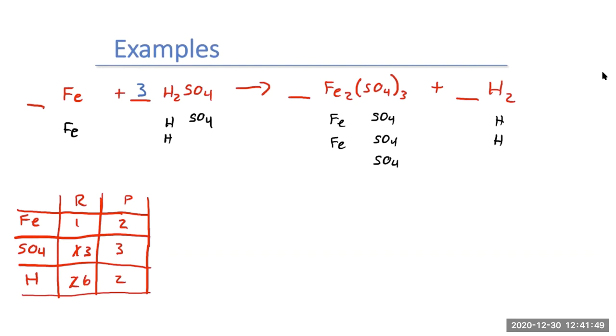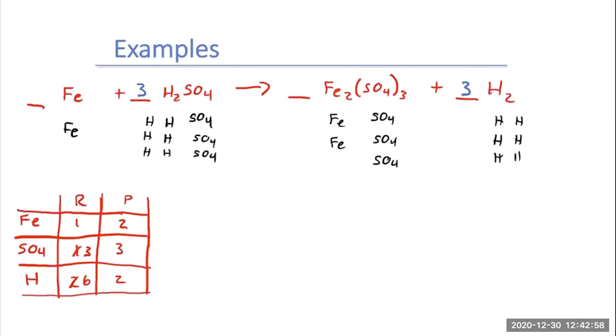Or if we're more visual, 3, 4, 5, 6 hydrogens, and 3 sulfates. So if we look at our hydrogens, I have 6 hydrogens here and only 2 hydrogens here. So if I change the coefficient to give me 6 hydrogens here, then I can balance them. So if I put a 3, now I added 6 hydrogens, and I haven't changed anything else. So that means I can switch that to a 6.